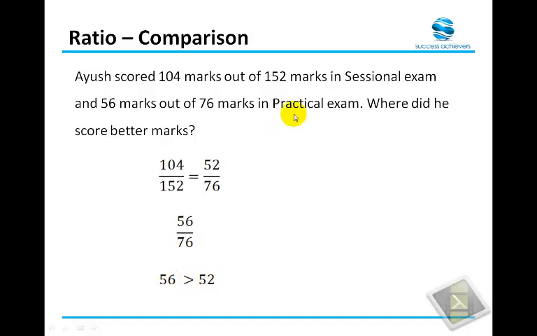Now, the other method to compare would be percentage, right? We could have converted on a scale of 100. We would have known how much he has scored in sessional and how much he has scored in practical. But in this case, we will prefer to use ratio. It's easier to compare on the basis of ratio in this case. So here we have used ratio to compare the marks obtained in sessional and practical.